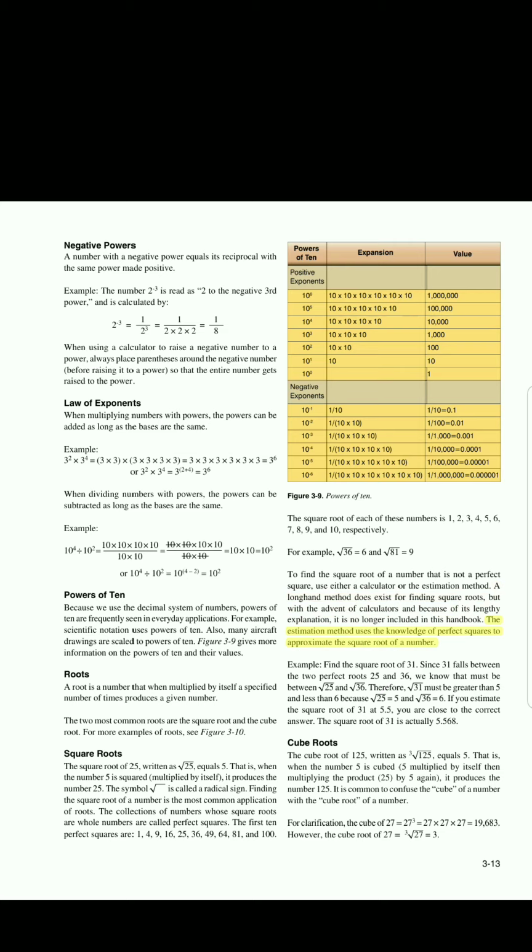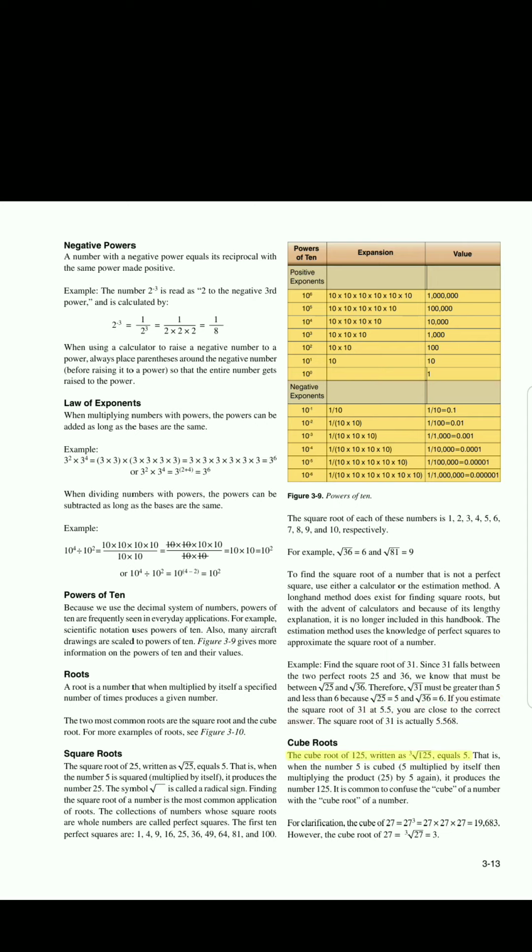The estimation method uses the knowledge of perfect squares to approximate the square root of a number. Example: find the square root of 31. Since 31 falls between the two perfect squares 25 and 36, we know that √31 must be between √25 and √36. Therefore, √31 must be greater than 5 and less than 6, because √25 equals 5 and √36 equals 6. If you estimate the square root of 31 at 5.5, you are close to the correct answer. The square root of 31 is actually 5.568.